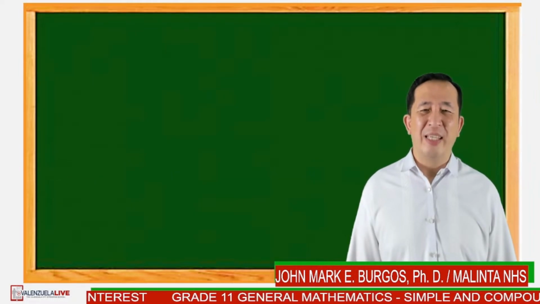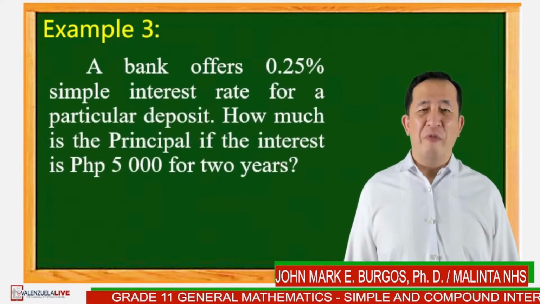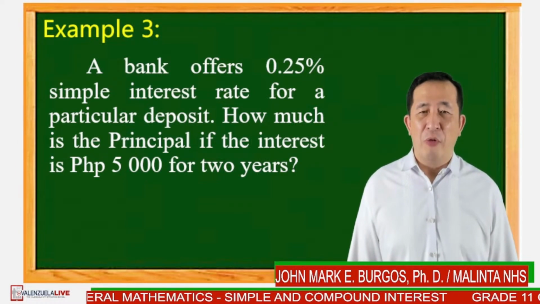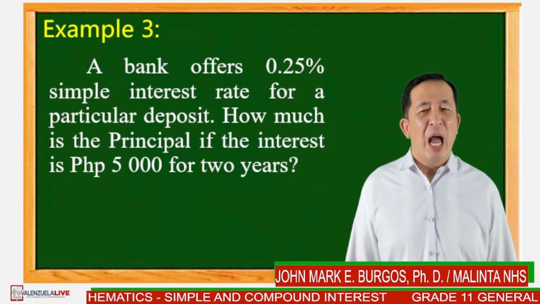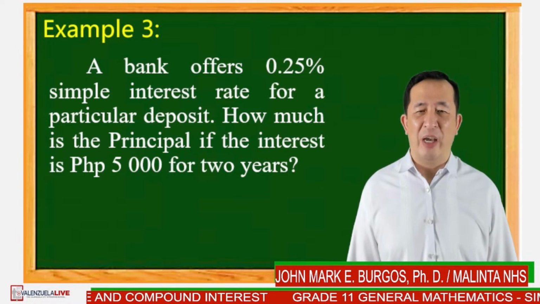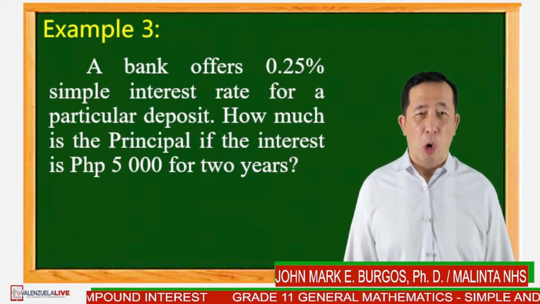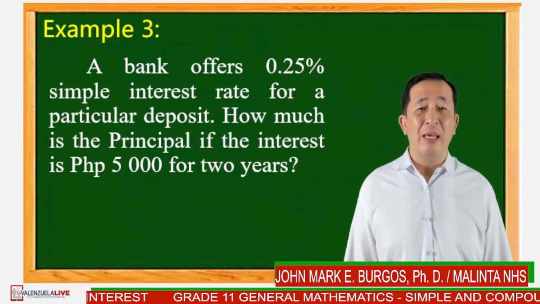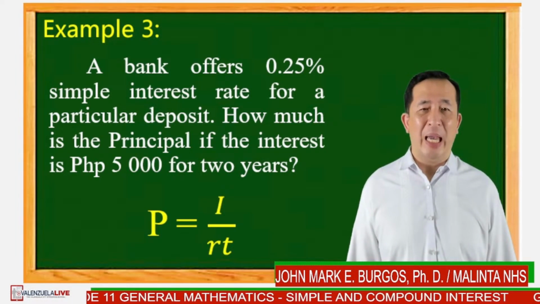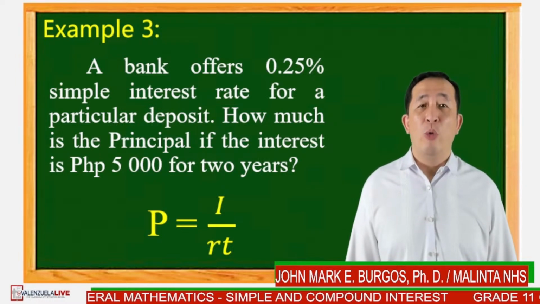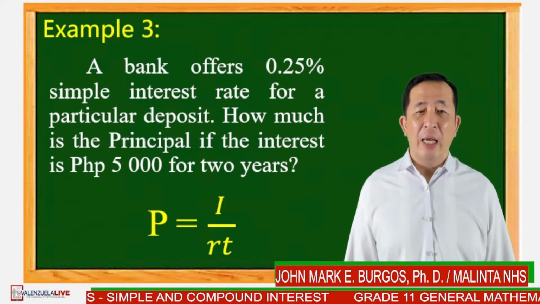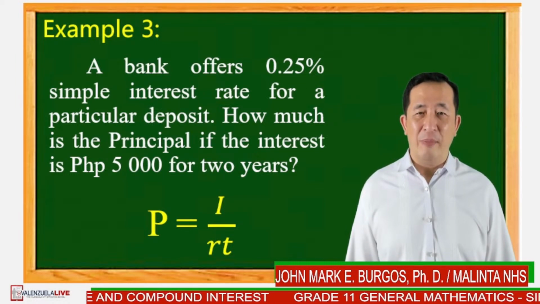For the third example, a bank offers 0.25% simple interest rate for a particular deposit. How much is the principal if the interest is 5,000 pesos for 2 years? So, what is being asked in this problem is the principal. Since the principal is being asked here, we will use the formula P is equal to I divided by R times T.